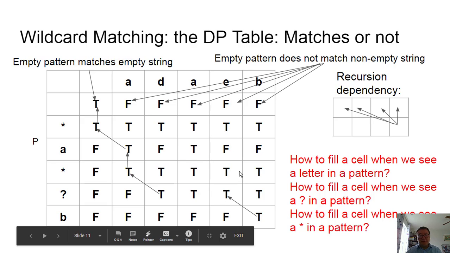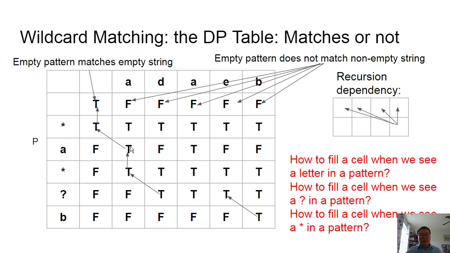Yeah, we actually don't have it in here. But for the last B, because it matches this, we will go diagonal. And because this is true, then this should be true. If the letter does not equal the current letter in the string, we fill false. So that's how we fill a row corresponding with the letter in the pattern.